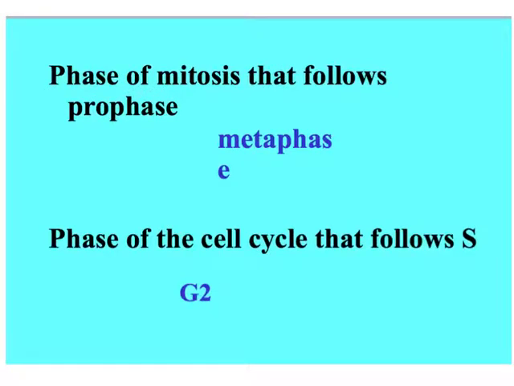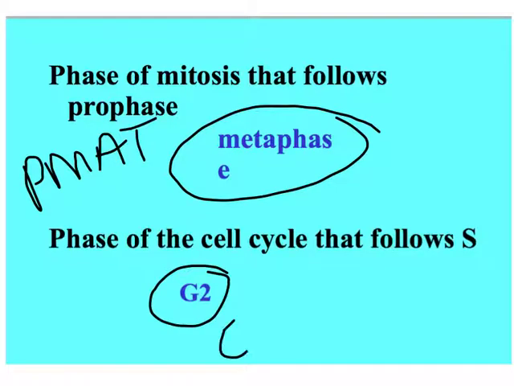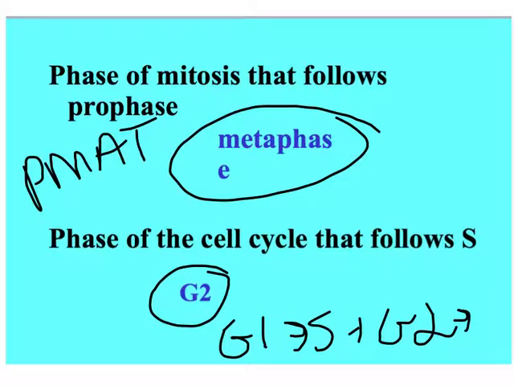Okay, in mitosis, this phase that follows prophase is metaphase. Again, refer back to PMAT, and you should be able to get it right every time. Phase of the cell cycle that follows S phase, that's G2. Remember, it goes G1 to S to G2, and after G2 is when we do mitosis or M phase.